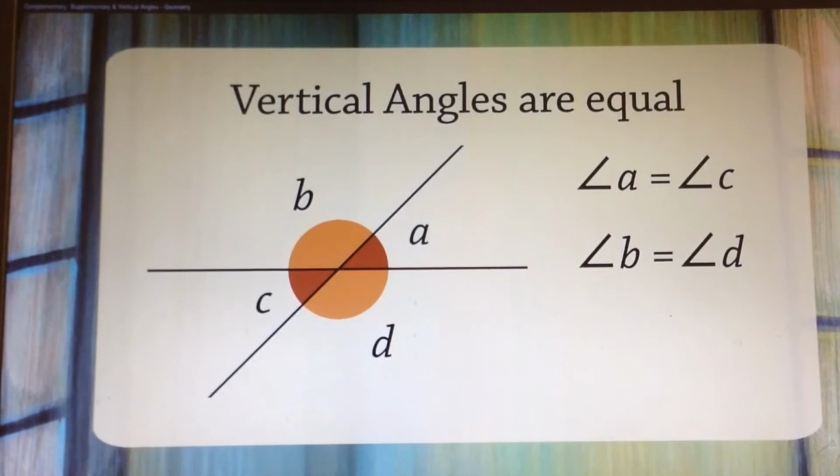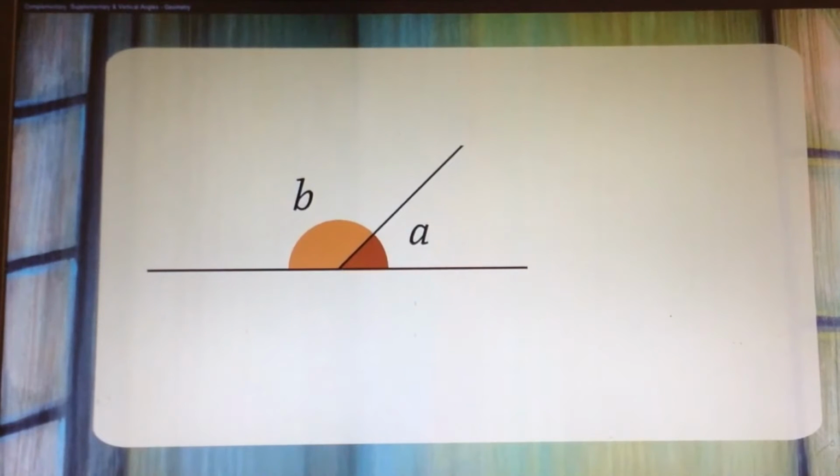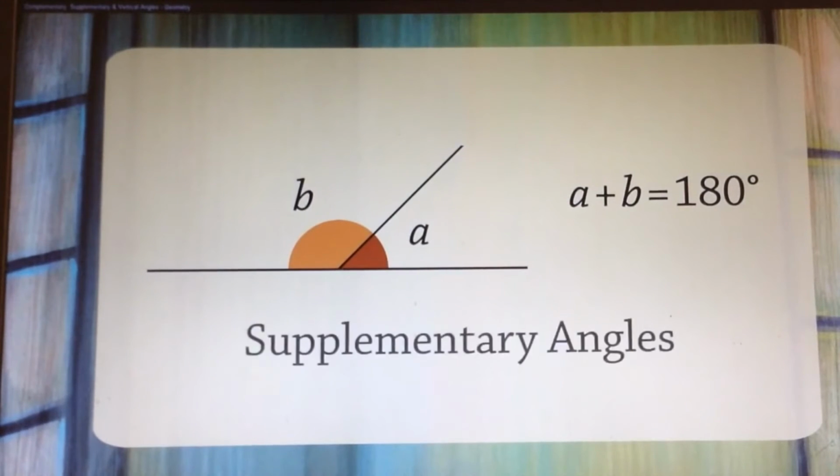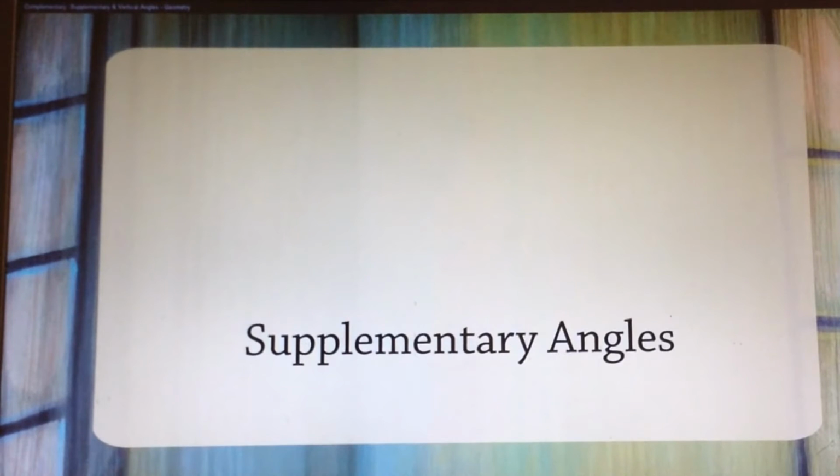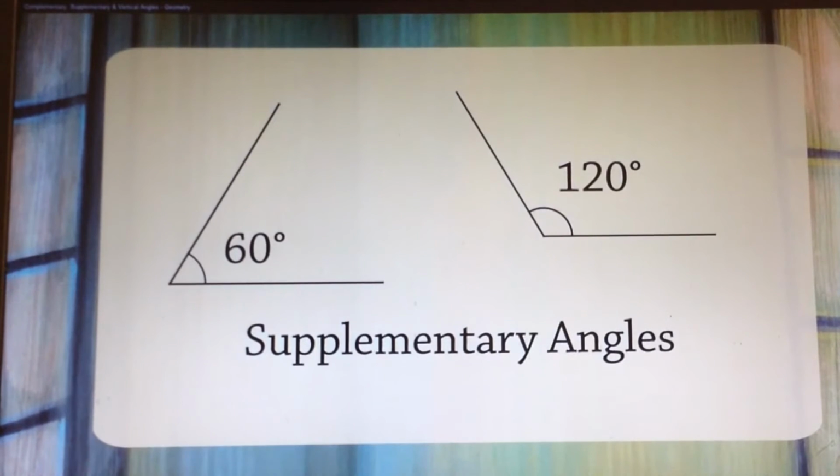Let's focus on the top half for a moment. These 2 angles form a straight angle, a 180-degree angle. This means that A plus B equals 180 degrees. Whenever 2 angles add up to 180 degrees, we call them supplementary angles. The reason there's a name for this special case is because in geometry and trigonometry, you'll encounter this situation a lot. Do note that 2 angles don't have to be next to each other to be supplementary. For example, these 2 angles are supplementary because their sum is 180 degrees.